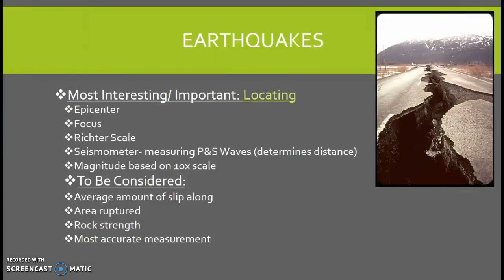So I thought that locating earthquakes was probably the most interesting. The epicenter and the focus. The epicenter is actually on top of the focus. The Richter scale is what we measure earthquakes with, and then the seismometer measures the P and S waves. The P waves come first, and then the S waves come second. This determines the distance of the earthquake.